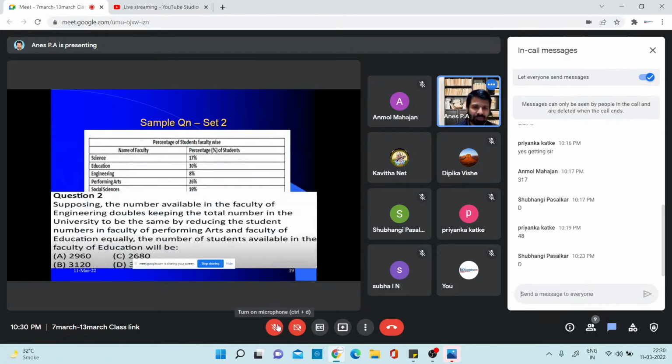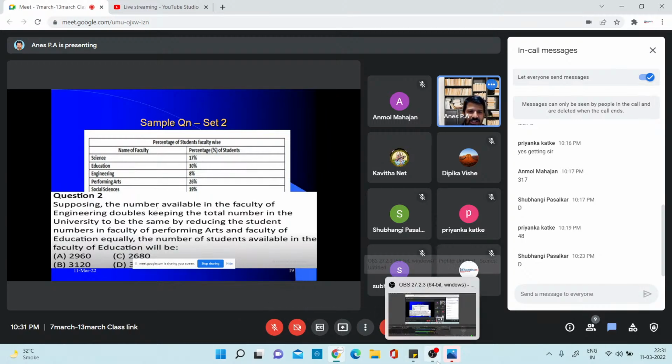The second question is, note down the question. Supposing the number available in the Faculty of Engineering doubles, keeping the total number in the university the same by reducing the student numbers in the Faculty of Performing Arts and Faculty of Education equally, the number of students available in the Faculty of Education will be.